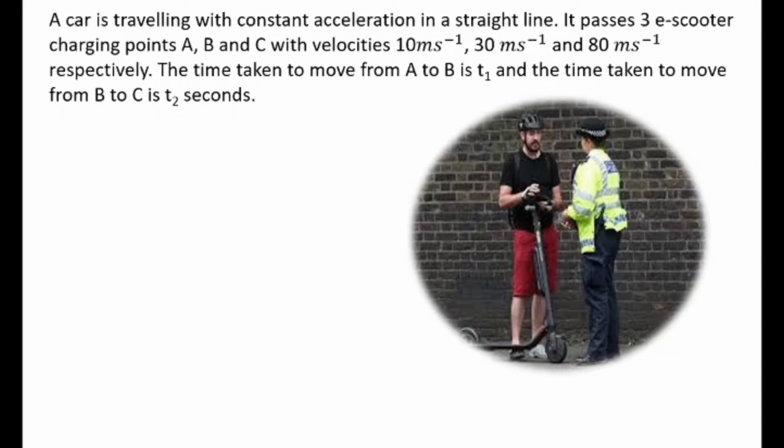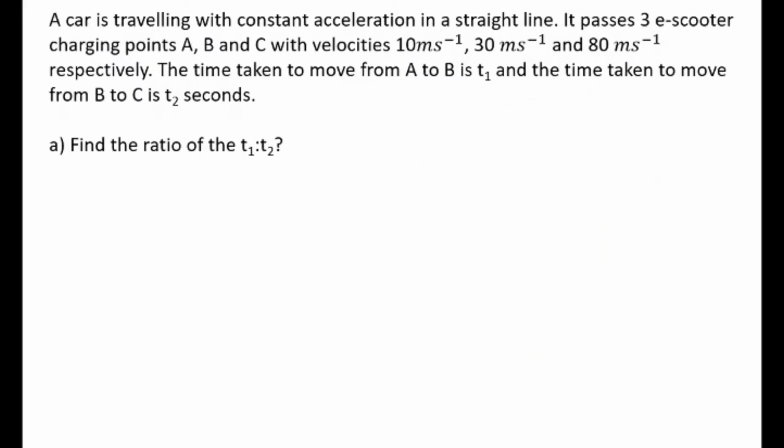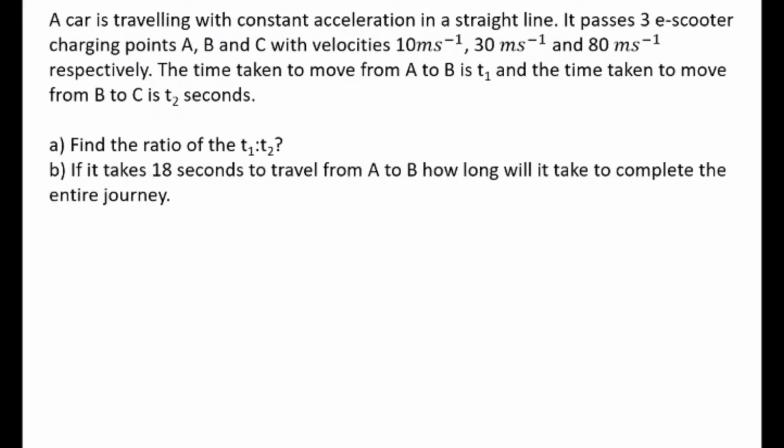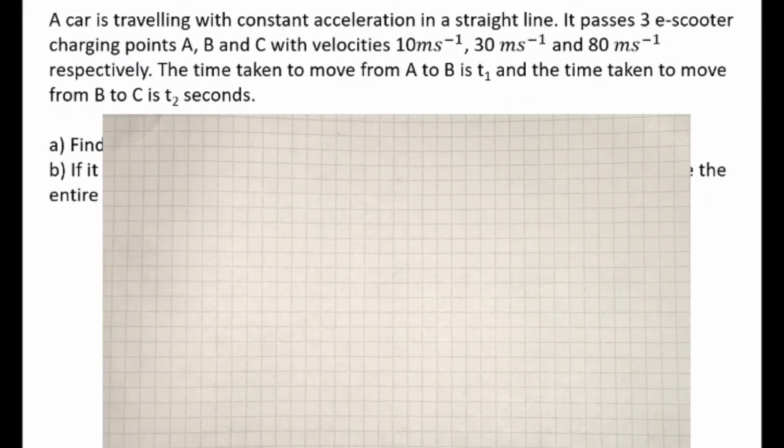We're going to call the time taken to move from A to B T1. And we're going to call the time it takes to move from B to C T2. Okay, so we've set out the scenario. I'm quite happy with what's been described. There's constant acceleration, there's 3 points where its velocity is measured, and there's 2 time intervals. The question that we're being asked is to find the ratio of the times T1 and T2. The ratio of the time it takes to get from A to B compared with B to C.